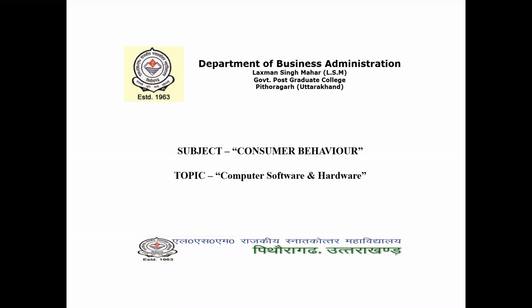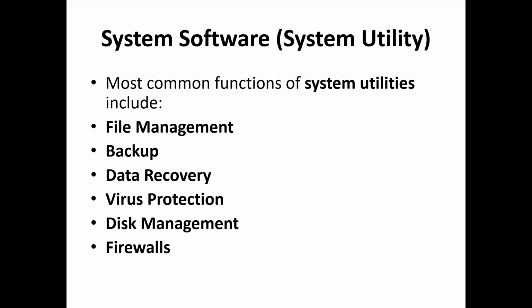In the previous lecture we were discussing the same topic, what computer software and hardware are, and we discussed the categories of computer software. We discussed system software and application software, and we were discussing system software. So this is in continuation with the same. We will be discussing system software.